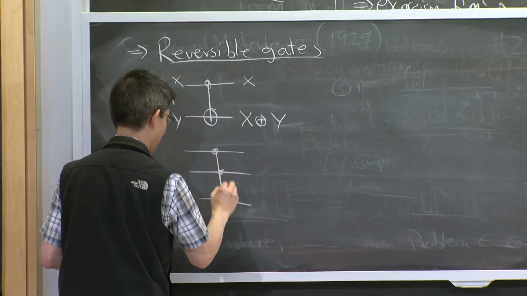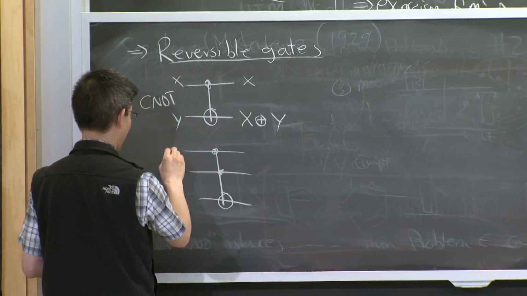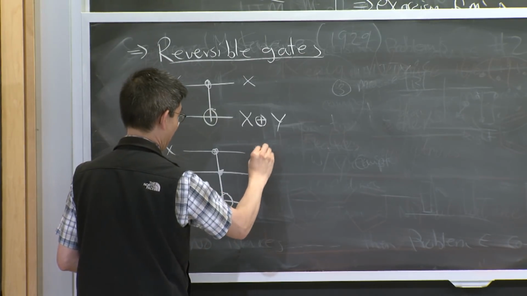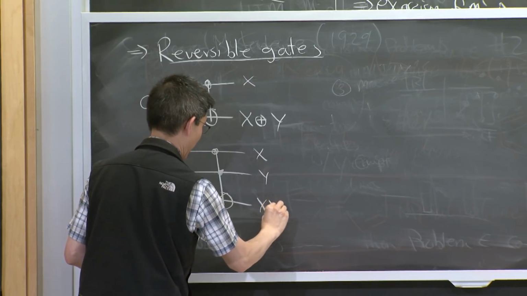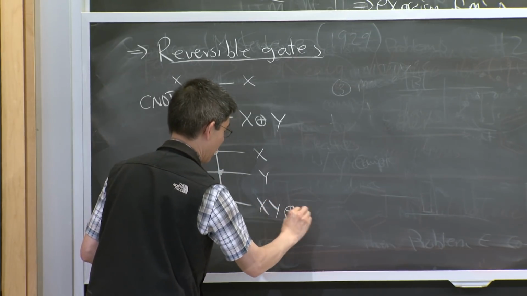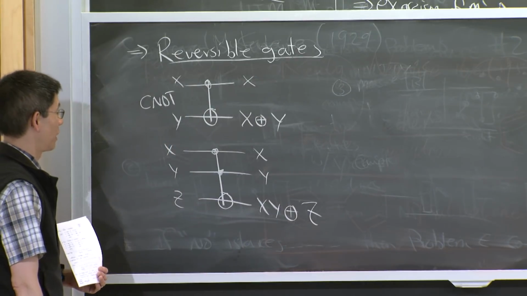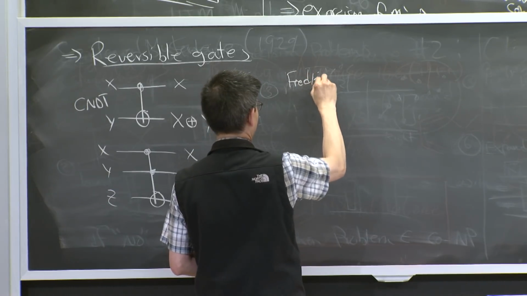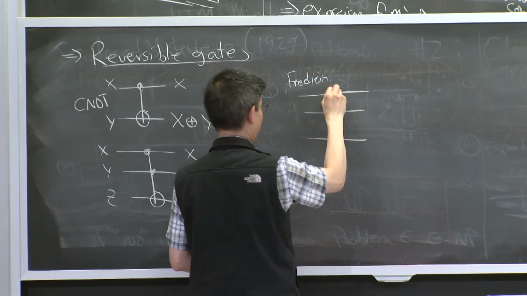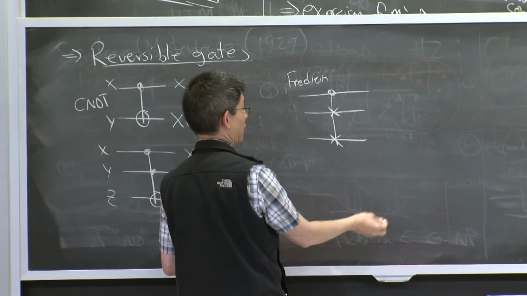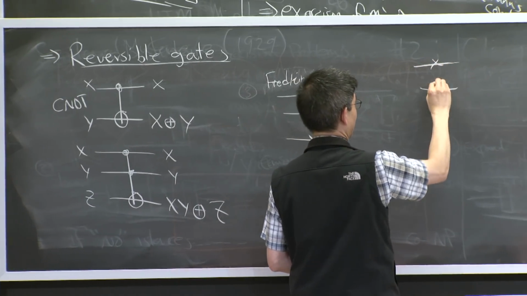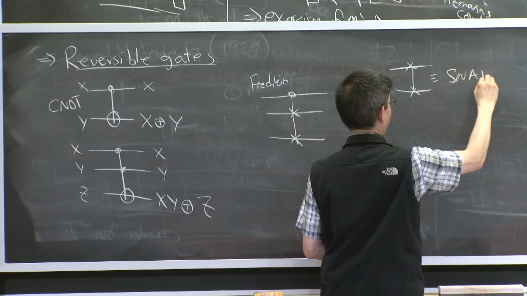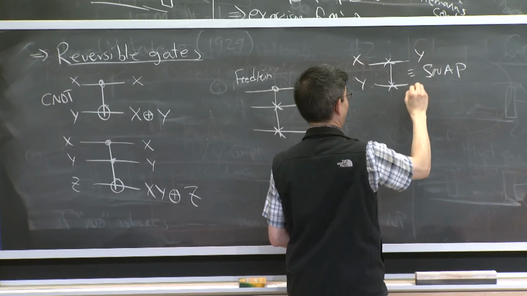Tom Toffoli, who's now a professor at BU, used to hang out here at MIT a great deal. X, Y, and Z, and we get as an output X, Y, and XY plus Z modulo 2. And then the Fredkin gate comes along. And this we draw like so with two crosses, because this gate does two wires and two crosses is a swap gate. So X, Y goes to Y, X.